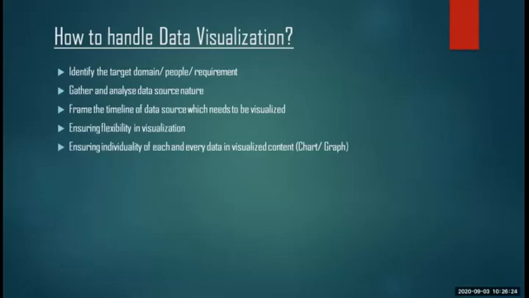Then comes gathering and analyzing the data source nature. As I told before, it could be raw data, process data, intermittent data, continuous data, different types of data. It could also be from different data sources. For example, one person might have the data in an Excel sheet, one person might have data in a database source, and one person might have data in the cloud. How are we going to integrate all that data together, and how are we going to process it?